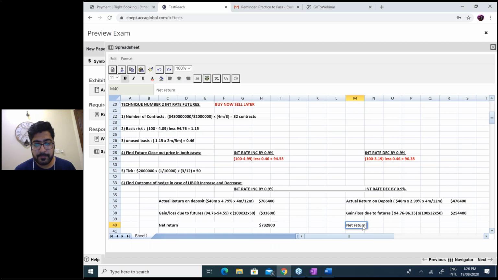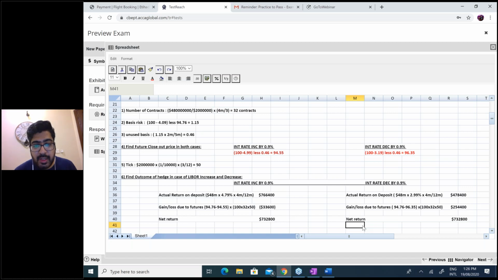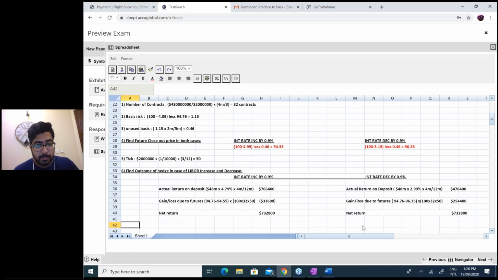The net return is $732,800, and like the FRA, the futures answer is always going to match in both cases. In both cases, the answer coming is 732,800. Let's move towards the last step, then we will end the class and take any questions from you.